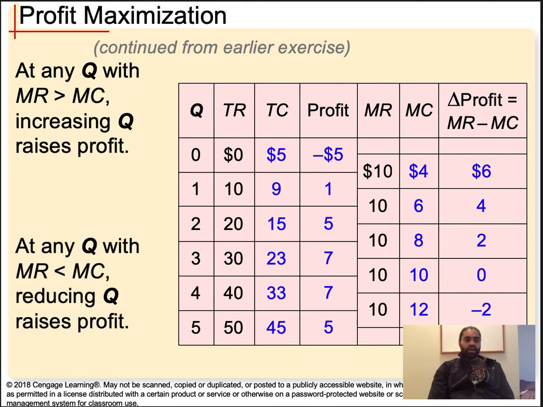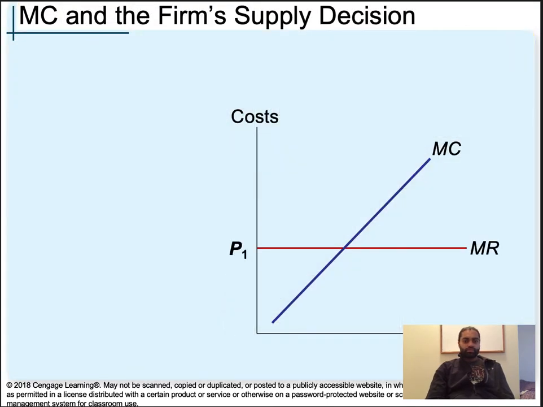And we see an output talking about at any quantity with marginal revenue greater than marginal cost, again, we increase our quantity to raise our profits. At any quantity where marginal revenue is less than marginal cost, we want to decrease our quantity to increase our profit. So we're going to go over an actual example. So this is where we see our marginal revenue curve. Here, we're assuming that it's completely horizontal because our price stays constant. There's no incentive to sell at a higher or lower price.